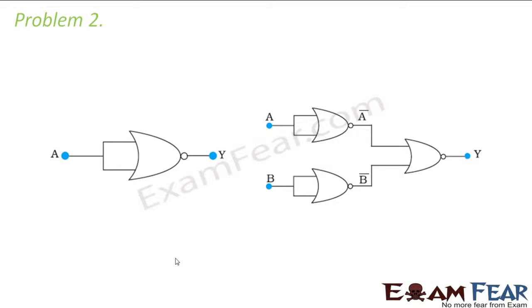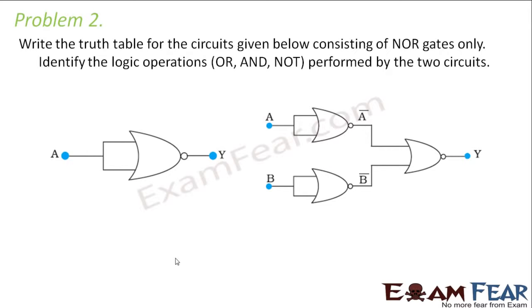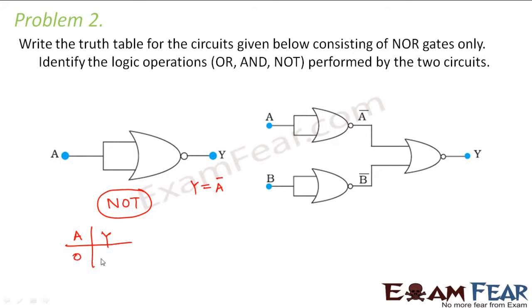Okay, so let us look at the next problem. It says, write the truth table for the circuits given below consisting of NOR gates and identify the logic operations. So for the first one, if you see, the output Y will be nothing but A bar. So which logic operation is it performing? It is a NOT gate. And the truth table would be somewhat like this: 0, 1, 1, 0.